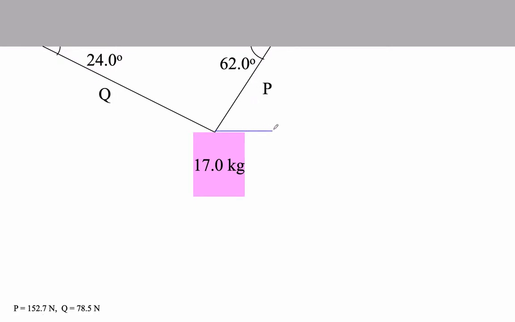So here's a component here. There's a component there. So this is going to be P. This angle here, by the way, is also 62 degrees. It's an alternate interior angle. So this is going to be P sine 62. This guy is P cos 62.